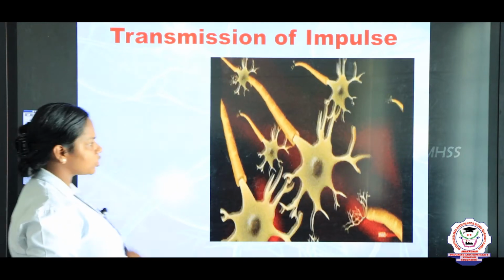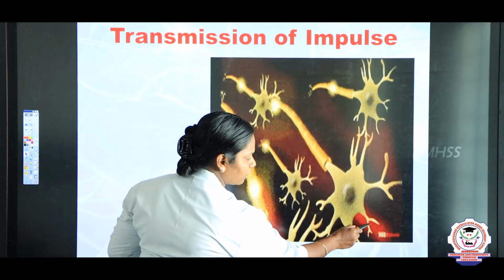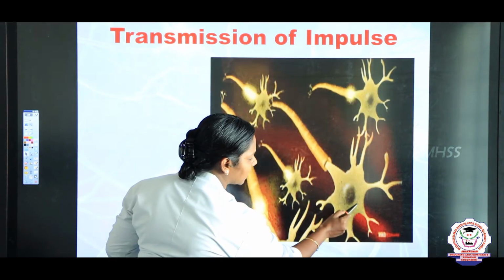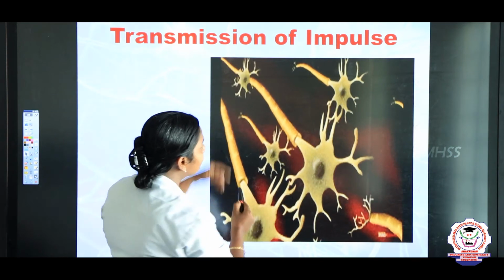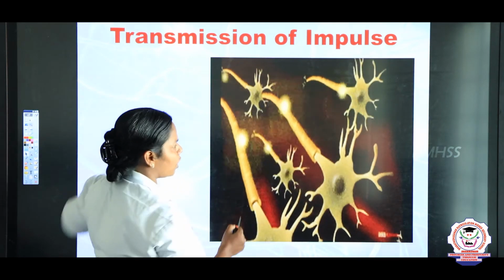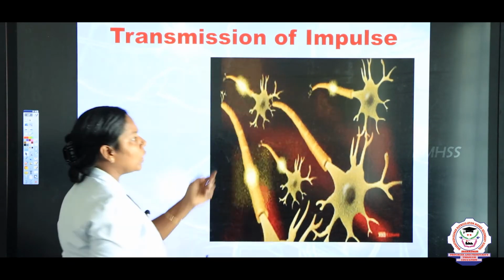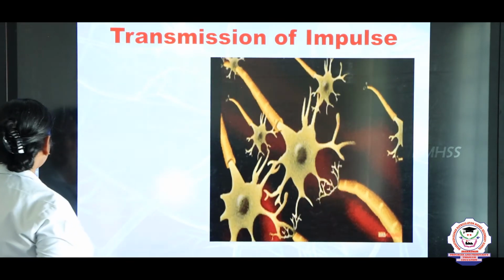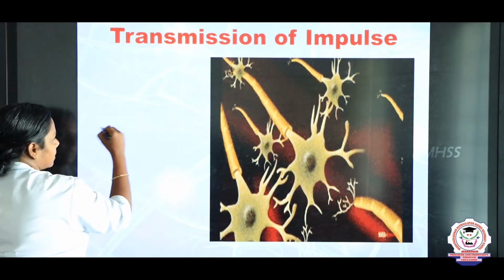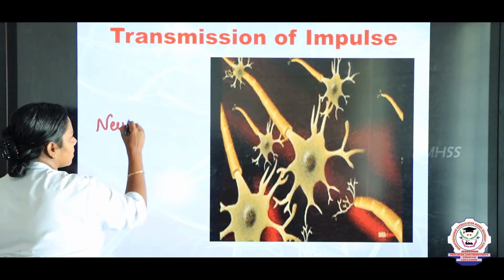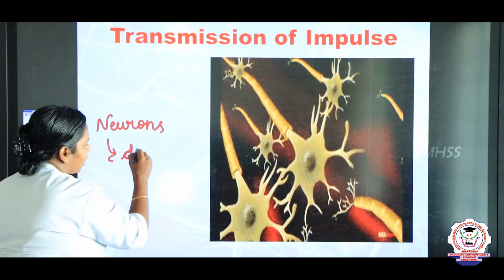So just look into this picture children. This is a dendrite of one neuron. It receives the impulse and this impulse is transmitted to the axon, and then to another neuron. Just see how the impulse gets transmitted like this, with the help of dendrites.